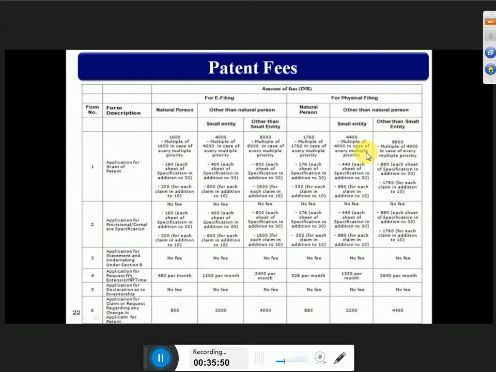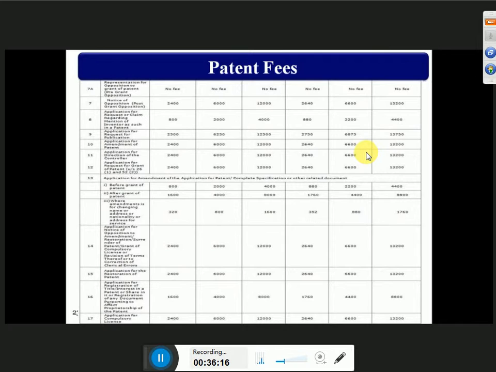Basically, suppose I filed a provisional application and in 12 months of due time I'm not able to convert it into product, but I know that I can convert it into the product after 3-4 months. So per month there are amounts that I can pay. Being a natural person, I can pay 528 rupees per month so as to apply for the extension of the time, right?